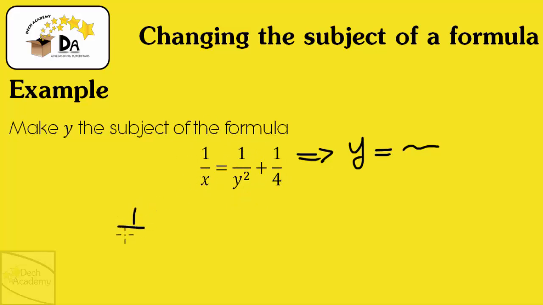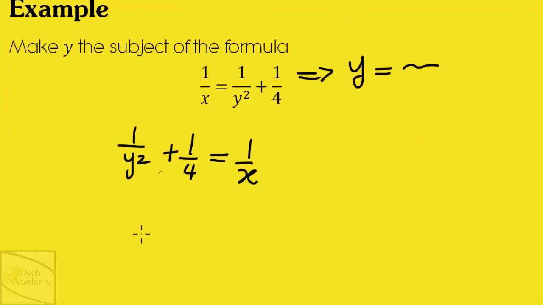Why? Because now at least you have the term involving y on the left hand side. Here the term involving y is on the right hand side. So it makes sense to do that, because now we're getting closer, because y is now on the left hand side, even though we don't have the final form.